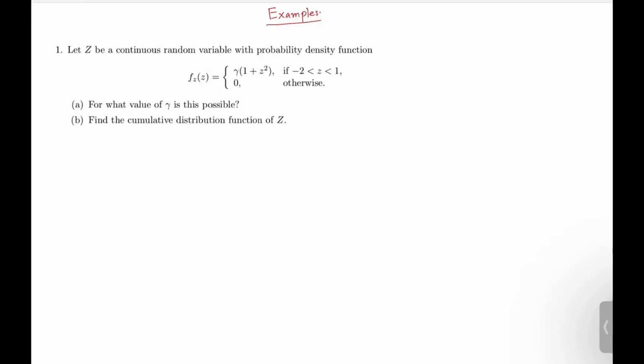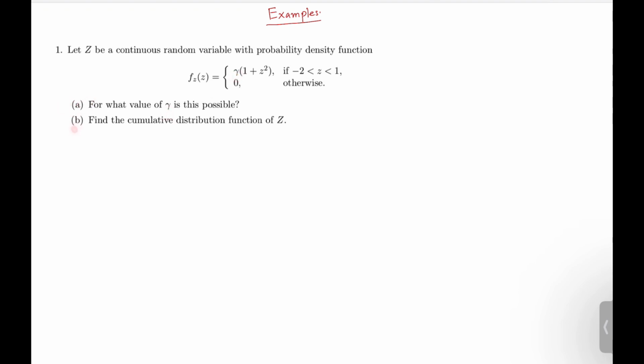In this video, we are going to look at a few problems, whatever we have learned so far in continuous random variables. So let's look at the very first problem. We have given Z, a continuous random variable with the probability density function. This is the probability density function, and it has probabilities within some interval, and outside this interval it has 0 probabilities. We have to first find in part A the value of this gamma.